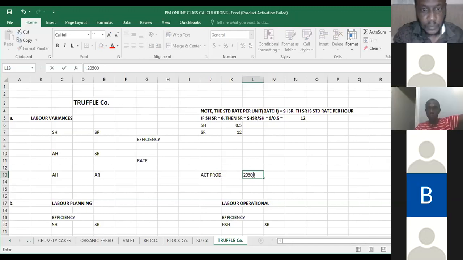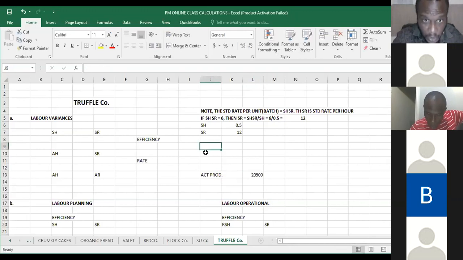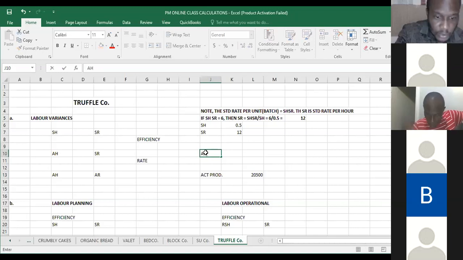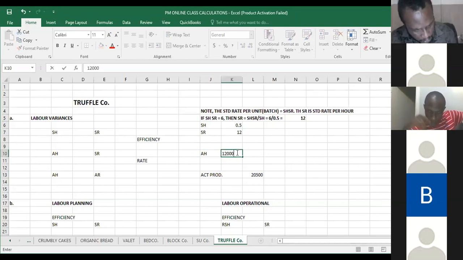All right. What else do we need? We need the revised standard now. So they said 20,000 labor hours, 12,000 labor hours were used to complete the work, and there was no idle time. So that's our actual hours. So actual hours, I'll just shift it down. Actual hours is 12,000. All right. All workers were paid for their actual hours worked. The total labor cost, so that's total labor cost is what?